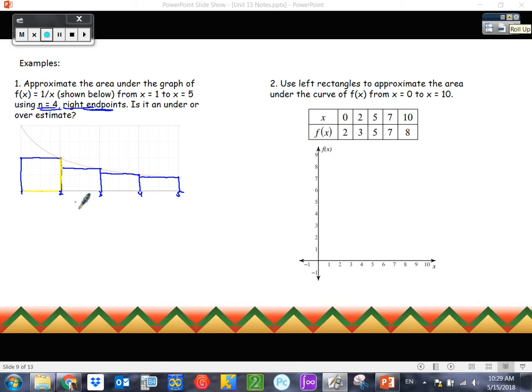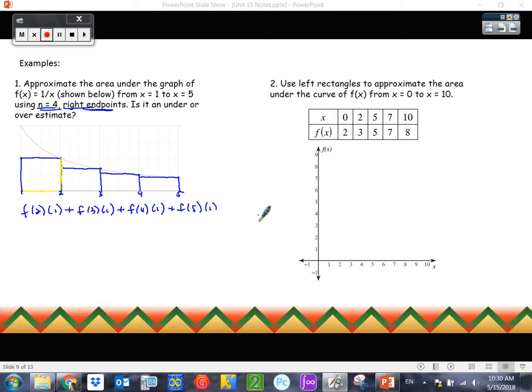So for this rectangle right here, the height is the function value at 2. So it's f of 2 times the width, which is 1, plus. For this particular rectangle, the function value right here is at 3, times the width of 1, plus. For this rectangle, the rectangle touches right here where the function value is at 4. So f of 4 times 1, plus, and this one would be f of 5 times 1. So this is a demonstration of showing the products and the sums. That is a required step.